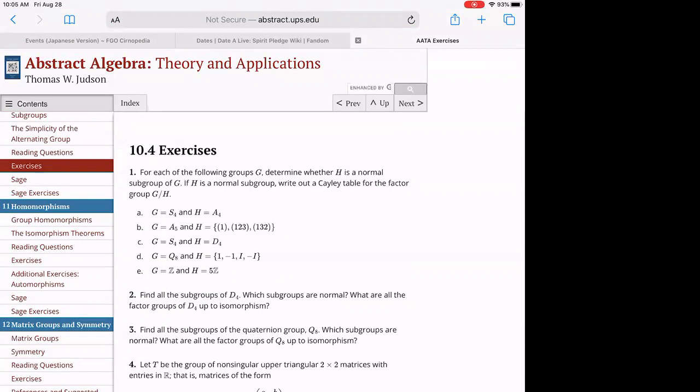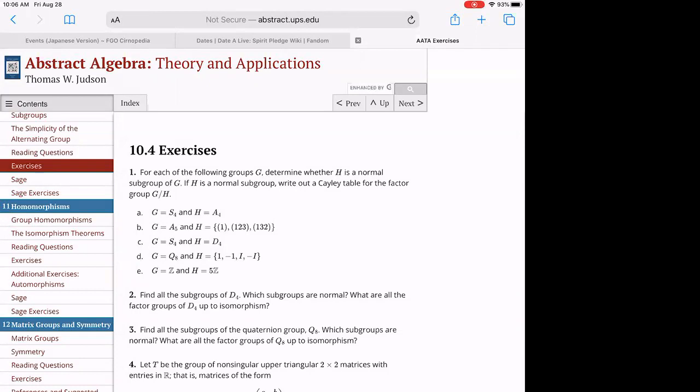Are you good? Or do you have any other questions? I guess just the Cayley table then. So the Cayley table, from what I understand, uses the left, or it's like a Cayley table of the cosets.